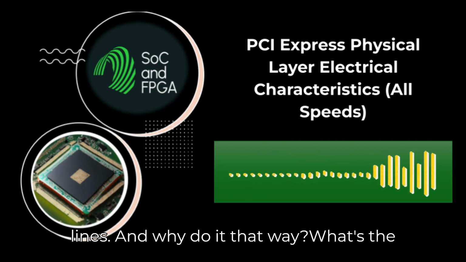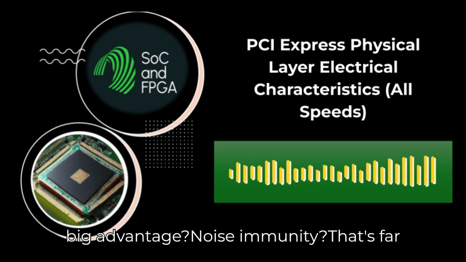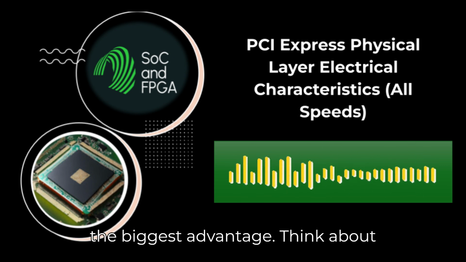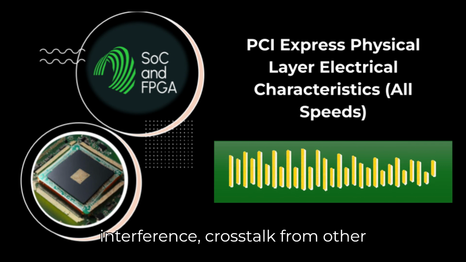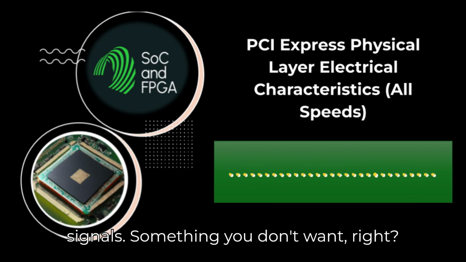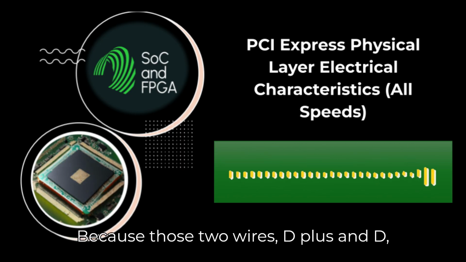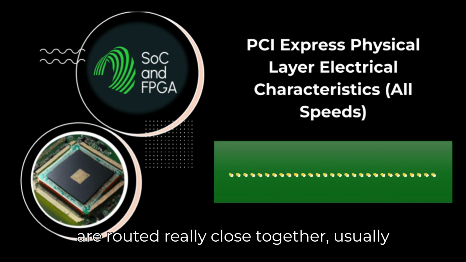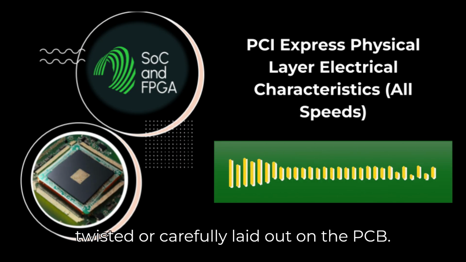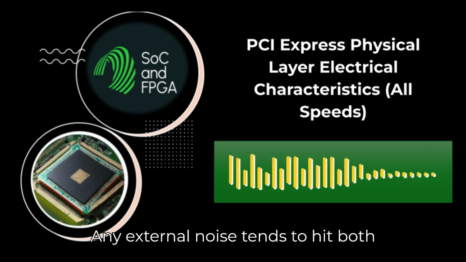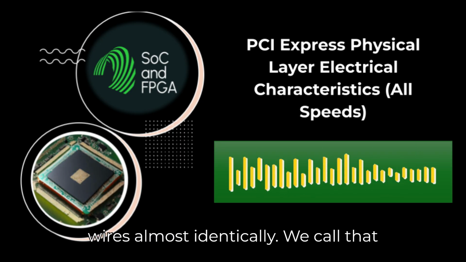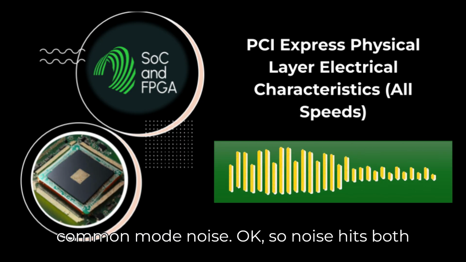And why do it that way? What's the big advantage? Noise immunity. By far the biggest advantage. Think about electrical noise from outside interference, crosstalk from other signals. Something you don't want. Right. Because those two wires, D+ and D-, are routed really close together, usually twisted or carefully laid out on the PCB, any external noise tends to hit both wires almost identically. We call that common mode noise.